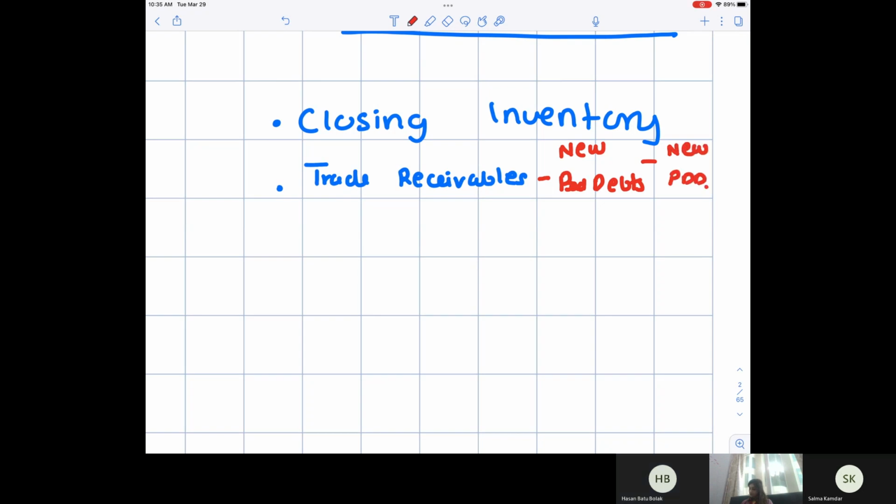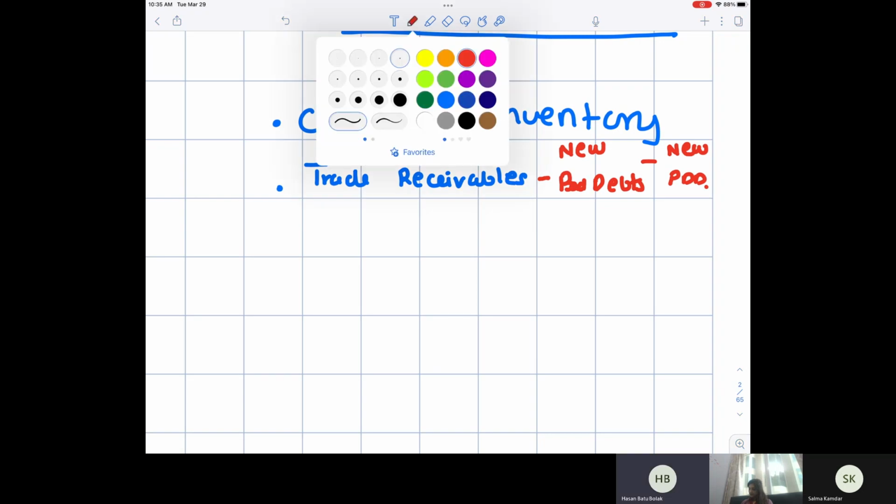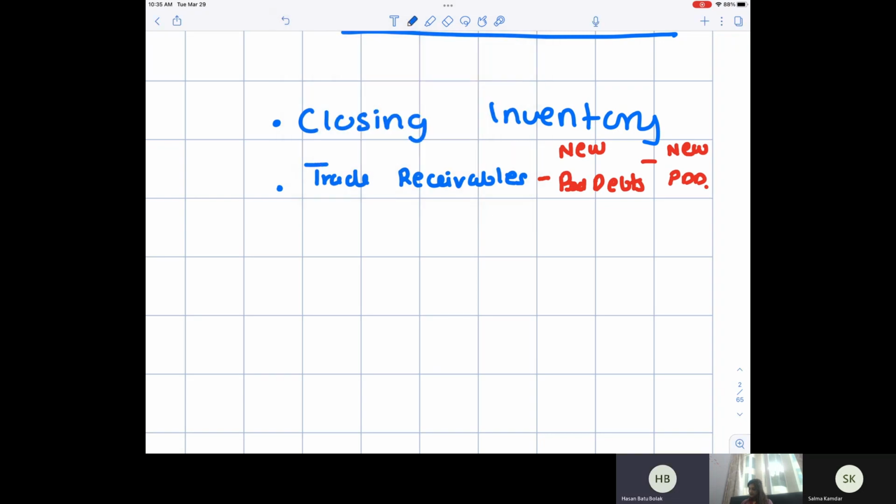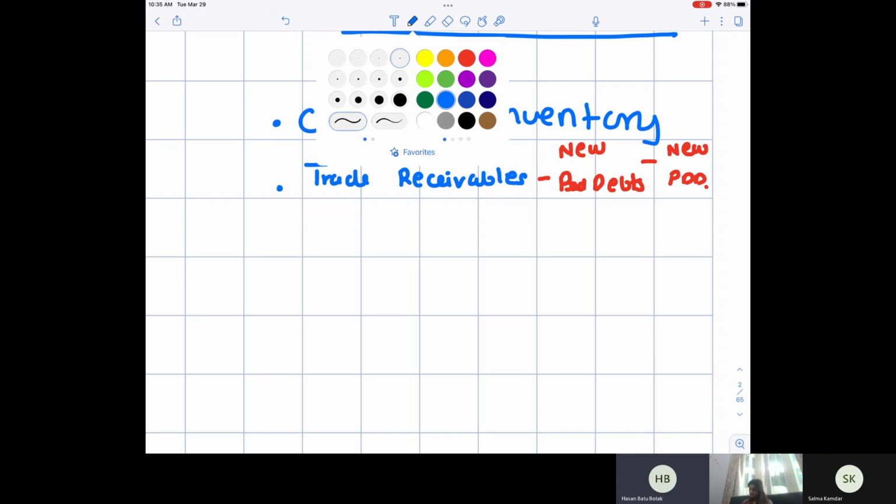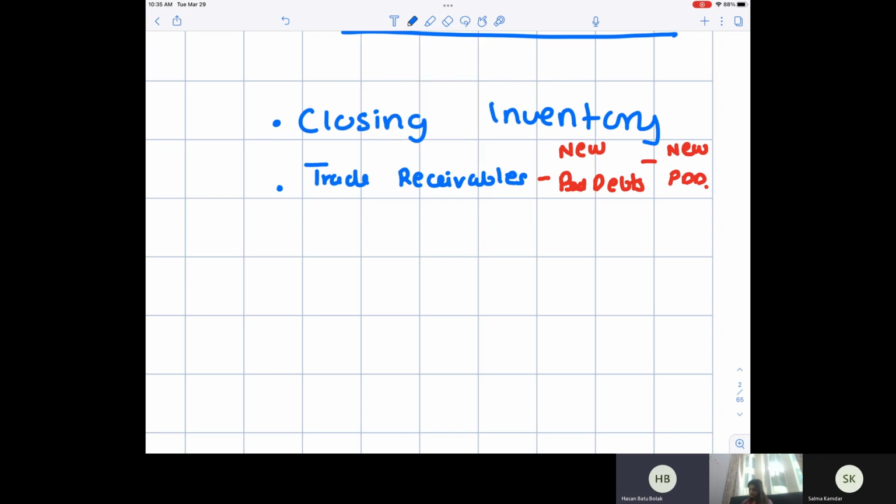Okay, very good. So current assets, you have your closing inventory, the trade receivables. What else? Cash in hand and cash at bank. And other receivables, what comes in other receivables? Outstanding income, prepaid expenses. Okay, you have cash in hand, cash at bank, and other receivables. Yeah.